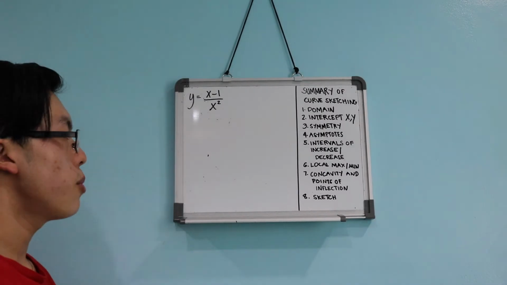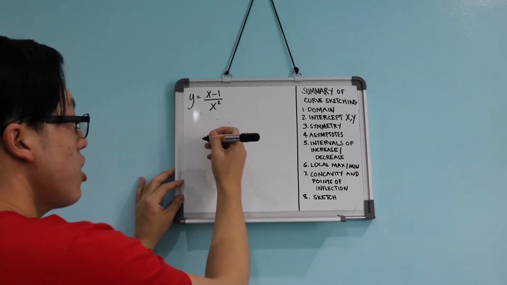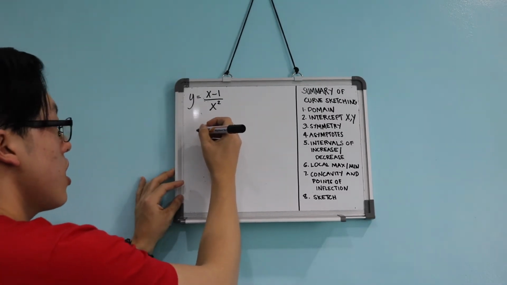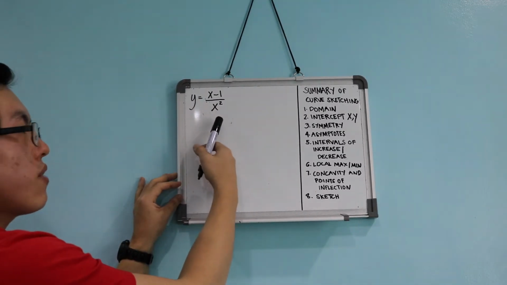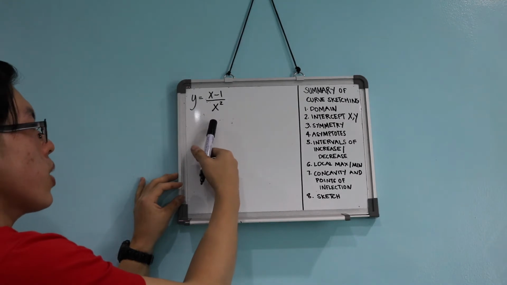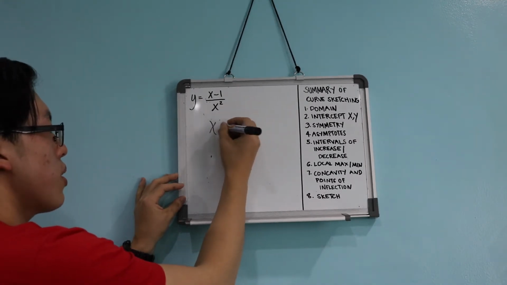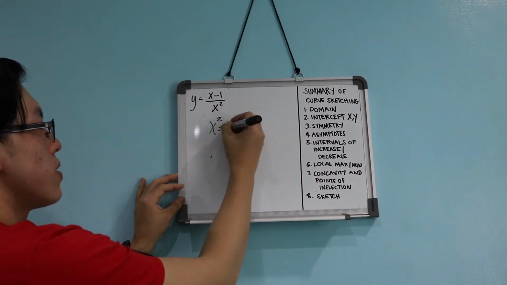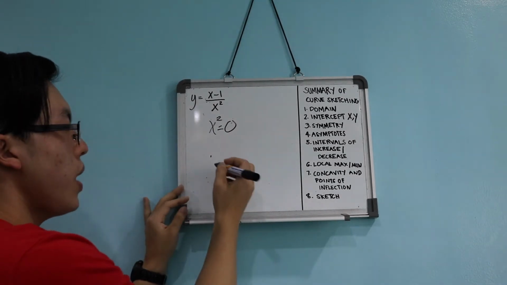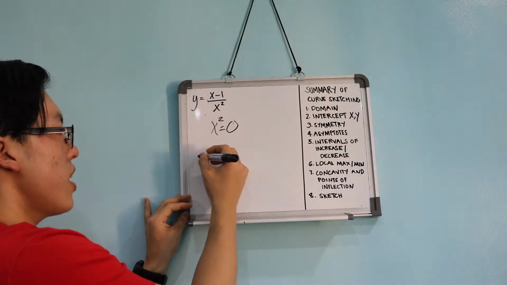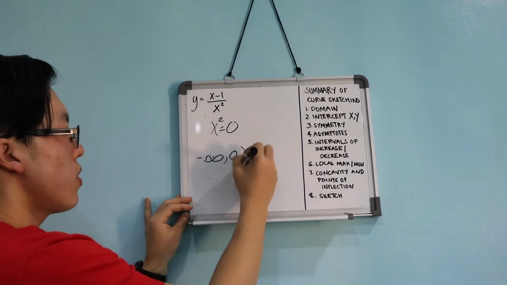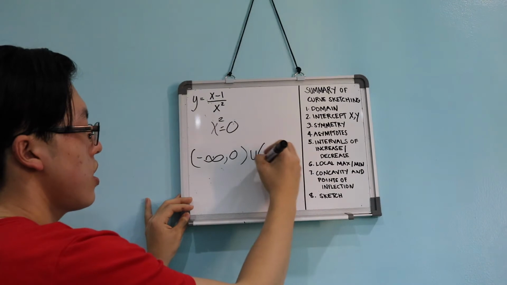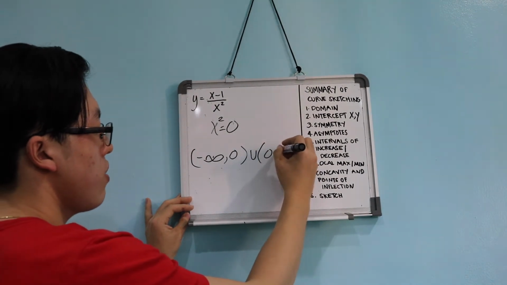So first, get the domain. In getting the domain, we need to set the denominator equal to 0. And we know that x squared, the value that makes the denominator equal to 0 is 0. So now we know the domain: from negative infinity to 0, union 0 to positive infinity.